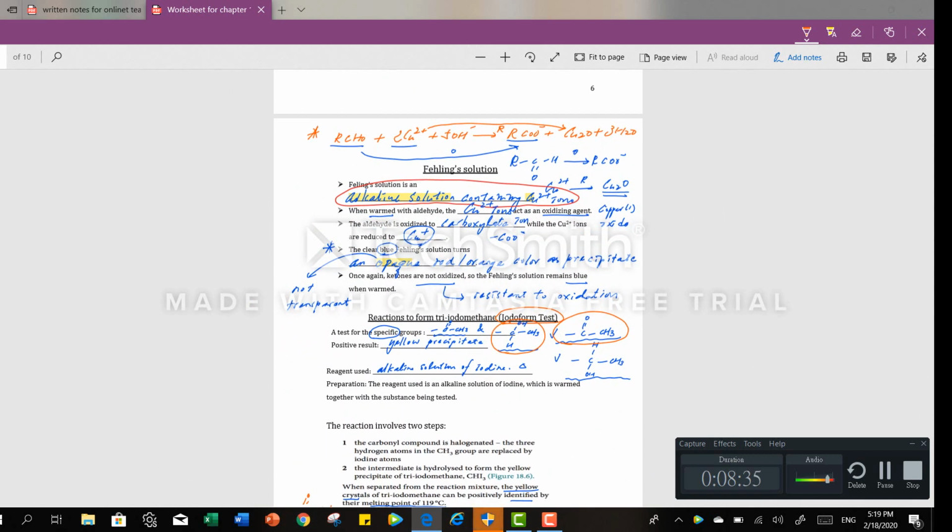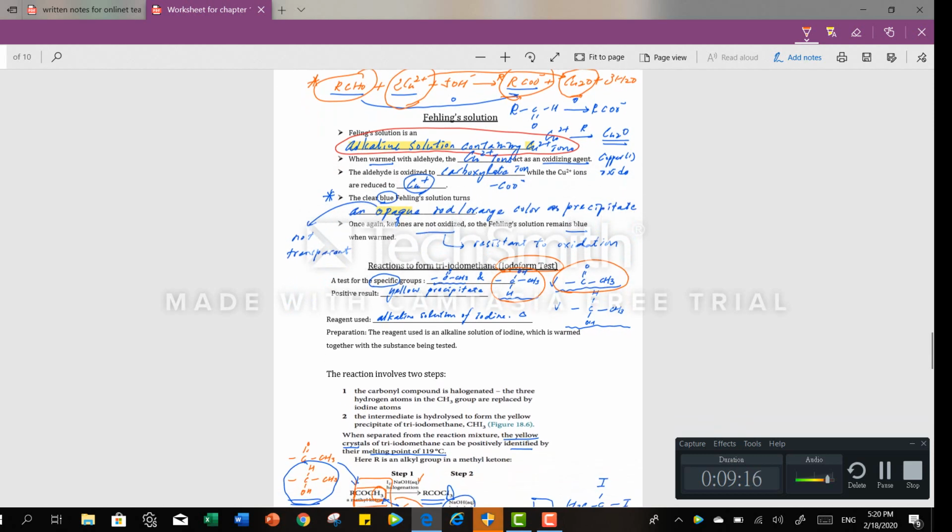Now I'm talking about the Fehling's solution, which is used to test specifically for aldehyde but not ketone, same as Tollens' reagent. Okay, so the ingredients are the alkaline solution with copper 2 ion. So what's happening is exactly the same as Tollens' reagent. It is a redox reaction. The aldehyde is oxidized to carboxylate ion, while the copper 2 ion will be reduced to copper 1 ion in the form of Cu2O, which gives you the red precipitate. Okay, opaque red precipitate means not transparent.